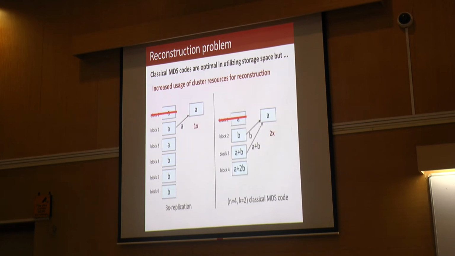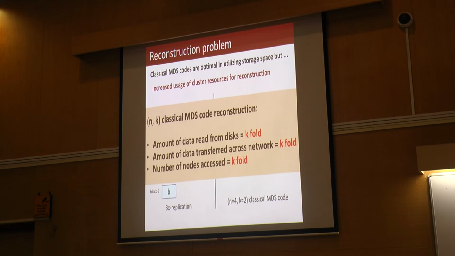So in general, if we look at both replication and coding, whenever we have an (n, k) classical MDS code, all these costs are k-fold: k-fold amount of data read, k-fold amount of data transferred, and k-fold accesses.